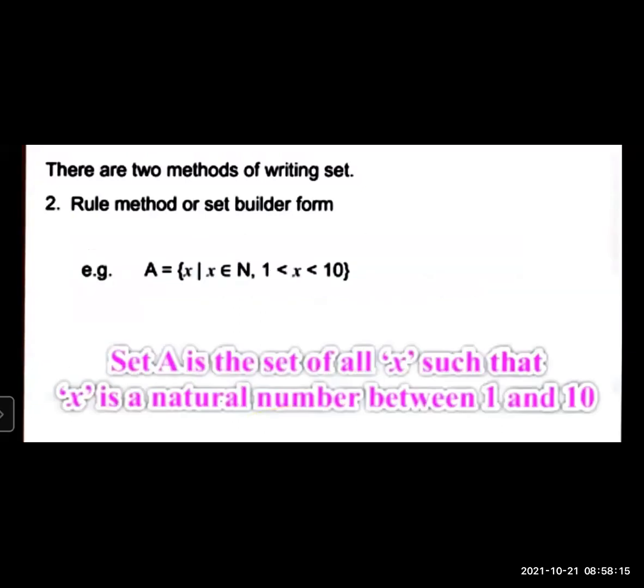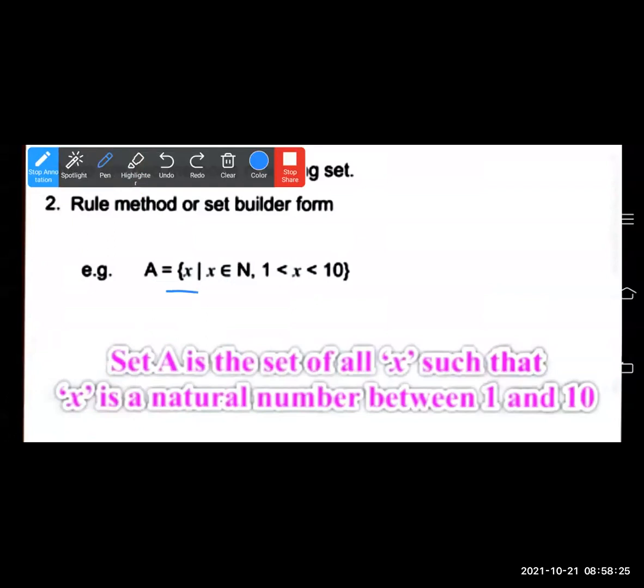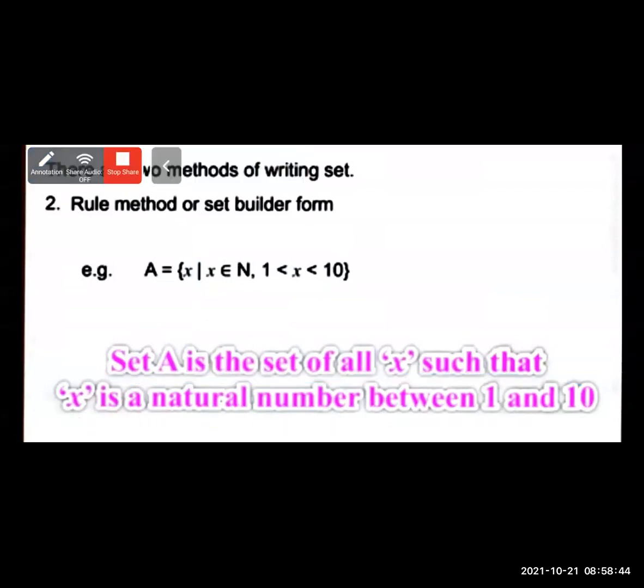For example, you can see here A is equal to the set of all x such that x belongs to natural numbers, or x is an element of natural numbers, 1 less than x less than 10. How do we read this set? A is equal to the set of all x such that, this particular line is called "such that", x is a natural number between 1 and 10. This way you have to read it out.